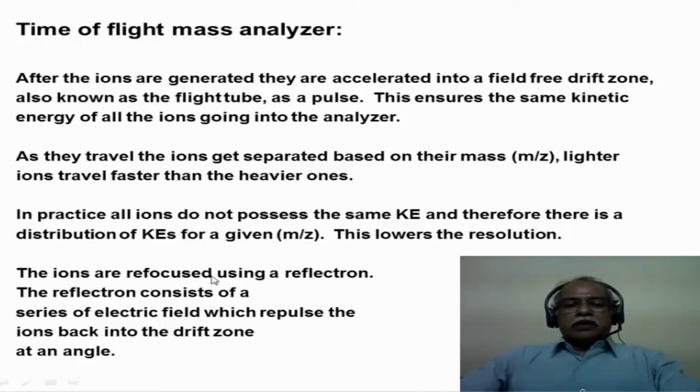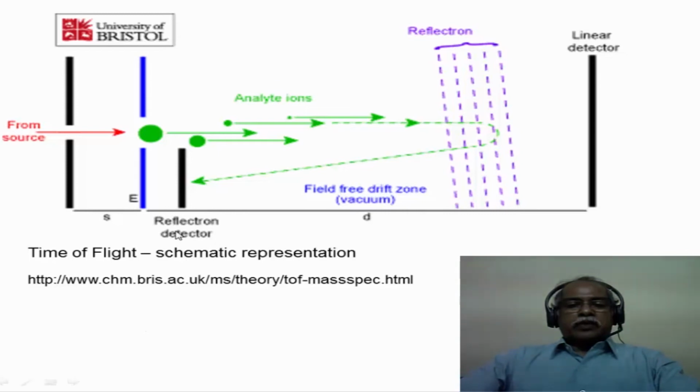When there is a lower resolution, there is an option available to have the ions refocused using a reflectron. This will be explained in the next slide using a diagram. The reflectron essentially consists of a series of electric fields which repel the ions back into the drift zone at an angle, and thereby they have the same kinetic energy during the course of the drift.